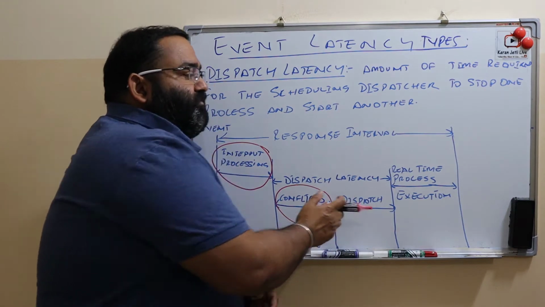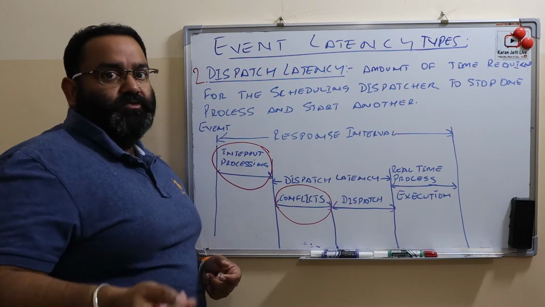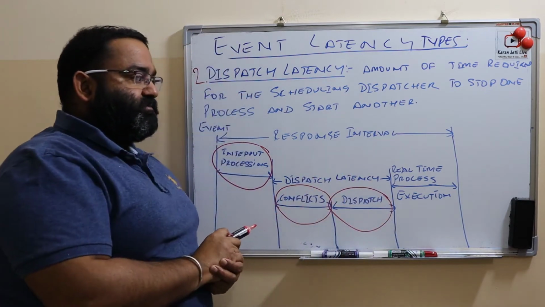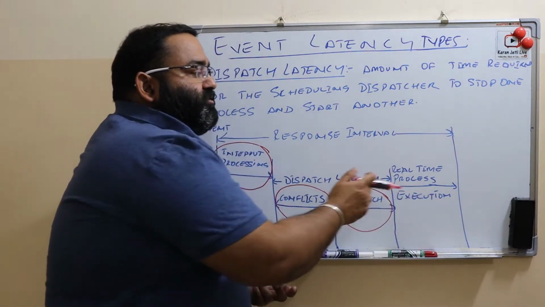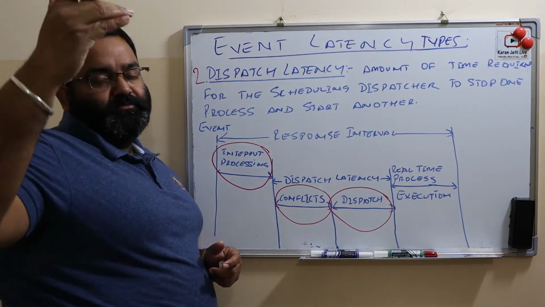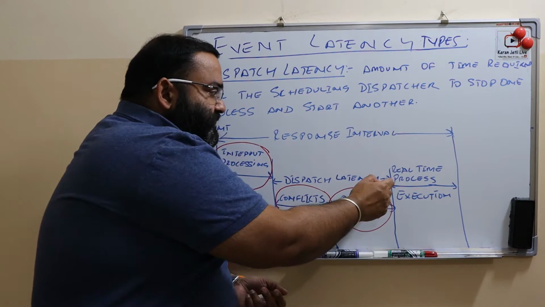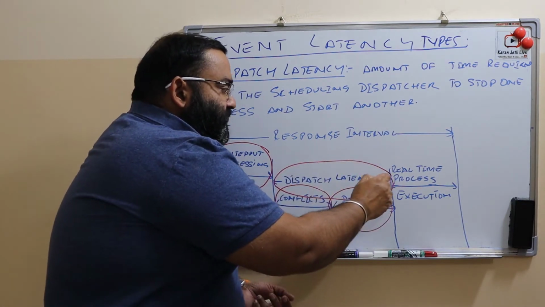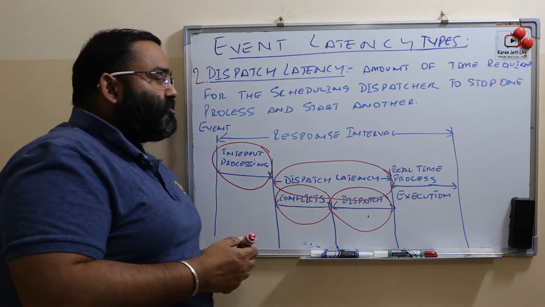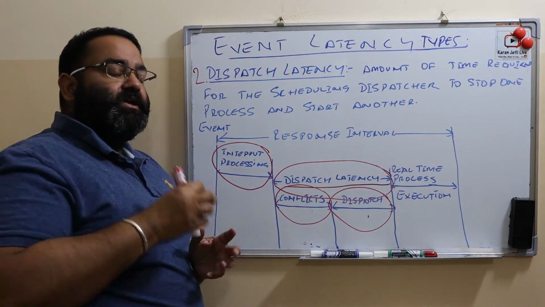Then after that, dispatch. Now what is dispatch? Selecting the new process which it has to execute in order to handle that interrupt. We call it dispatch. After this, it starts the real-time process execution, meaning the process which sent the interrupt starts being processed. This time gap to handle the conflicts and to dispatch the new real-time process is called dispatch latency.